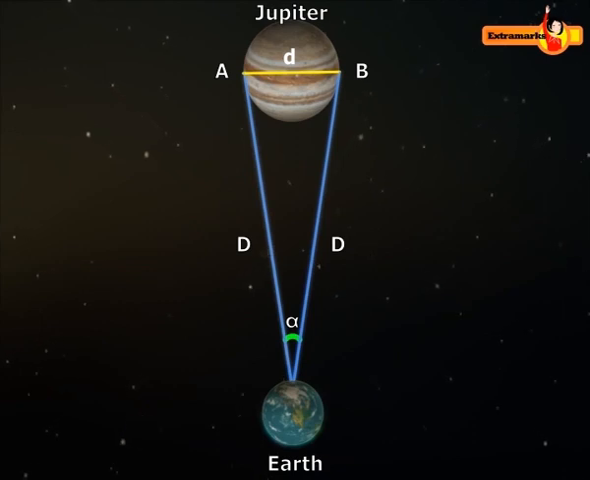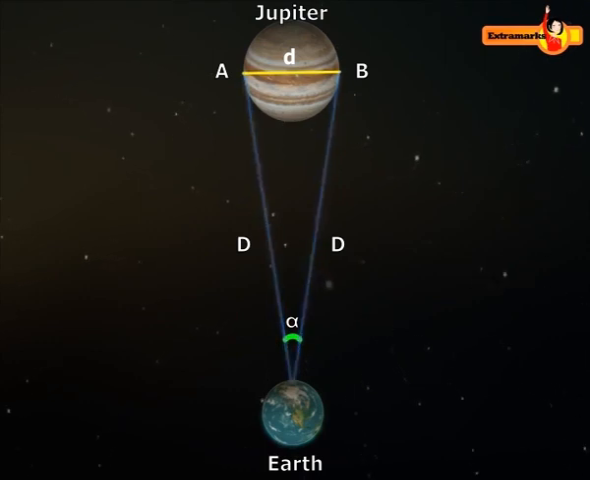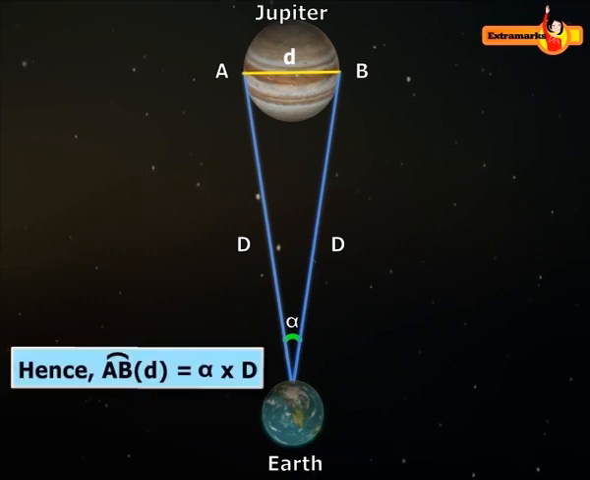The distance d is very large as compared to the diameter AB of the planet Jupiter. Therefore, AB can be considered as the length of the circular arc of radius d. Hence, diameter AB is equal to the angle alpha times the radius d. Therefore, AB can be measured when distance d is known and alpha is measured.